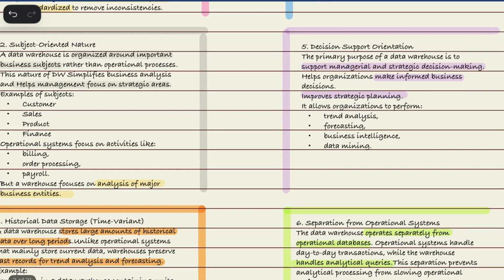Then there is decision support. One of the features of a data warehouse, and its primary purpose, is to support managerial and strategic decision making, and it helps the organization to make informed decisions.